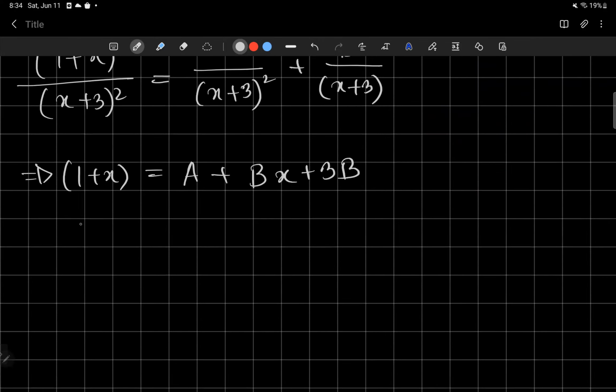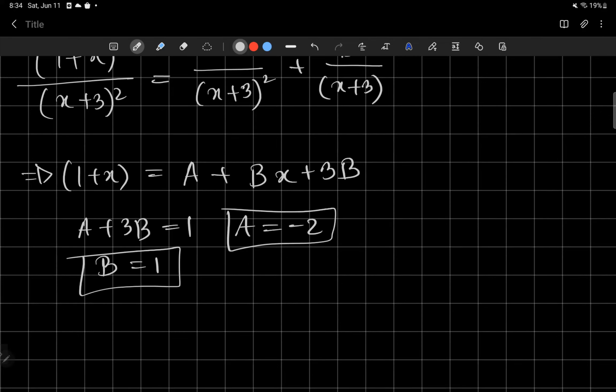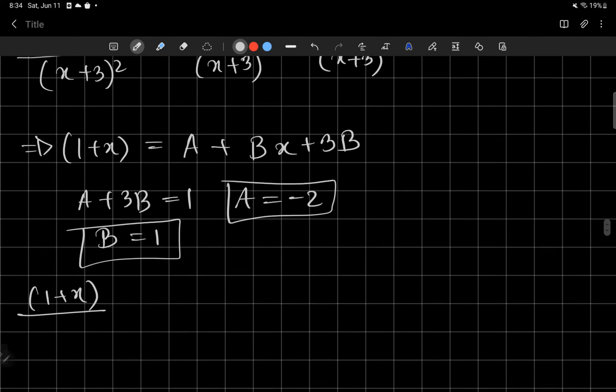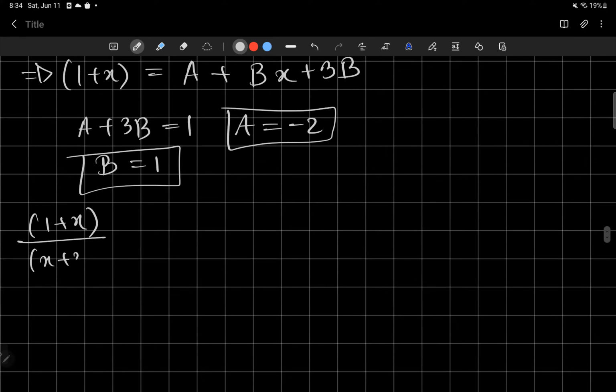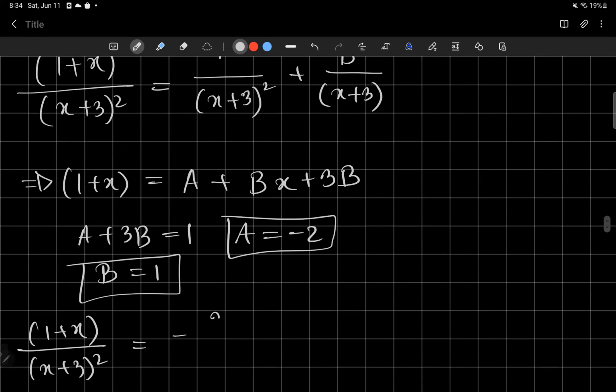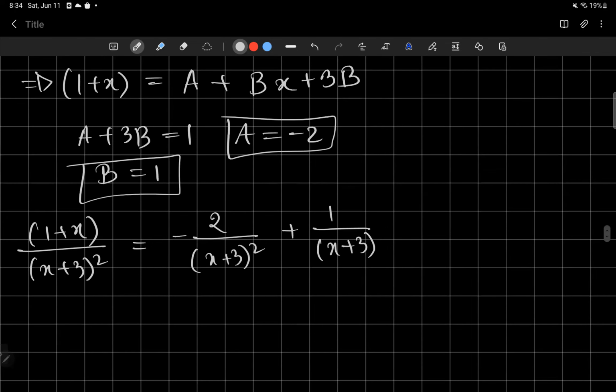So what does this imply? This implies a plus 3b equals 1 and b equals 1. If b equals 1, then a equals minus 2. Then (1 plus x) divided by (x plus 3) whole square can be written as follows: minus 2 divided by (x plus 3) whole squared plus 1 by x plus 3. Something like this, right?